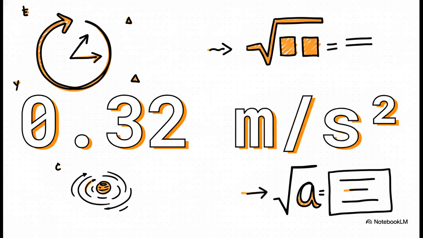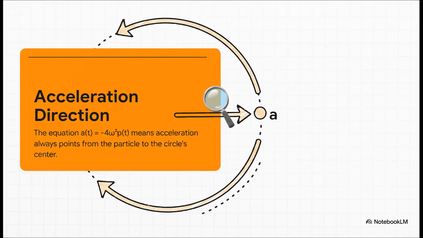But first, let's get the magnitude, because the question asks for it. Same process as before, we take the magnitude of that vector. The sine and cosine squared terms once again become 1, leaving us with a constant magnitude of 4 omega squared r. Plugging in our numbers, we get 4 times 0.40 squared times 0.5, which gives us an acceleration of 0.32 meters per second squared.